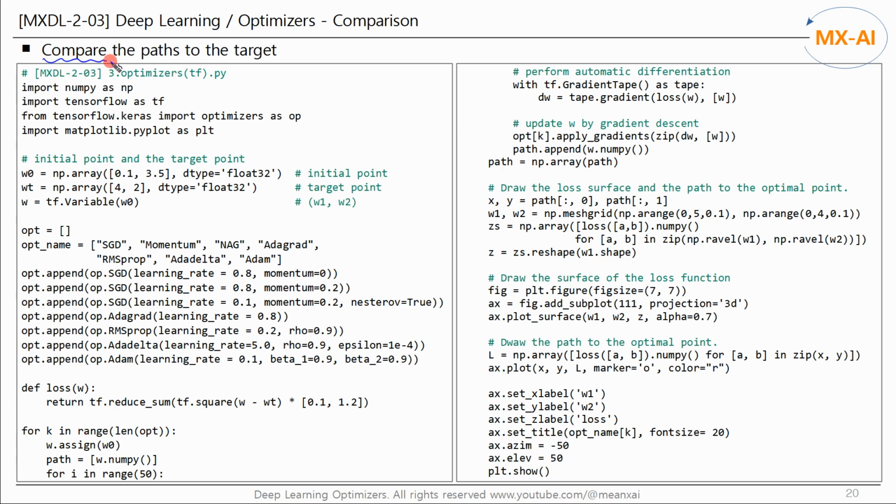Lastly, let's compare the paths to the target point for each optimizer. This code is a compilation of all the codes we have used previously. The global learning rate was set high so that the paths were clearly visible. In the case of Adadelta, since it does not use a global learning rate, the path is not clearly visible, so we set it large. The rest of the code is the same as the code we looked at earlier.